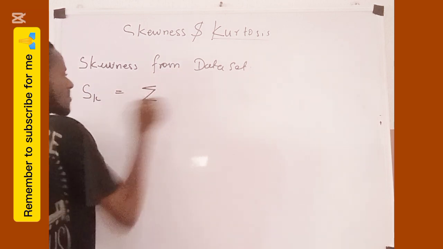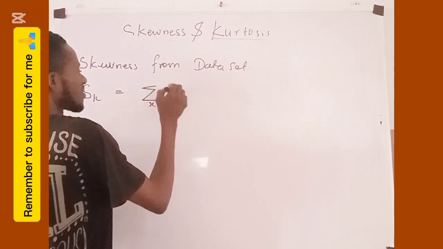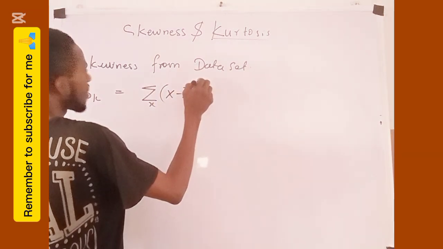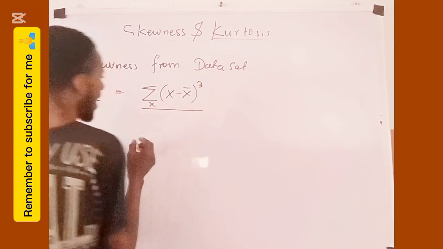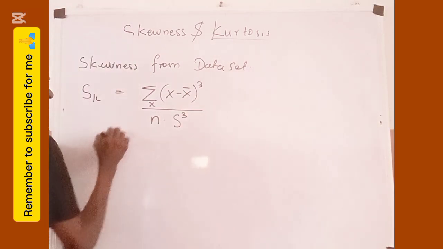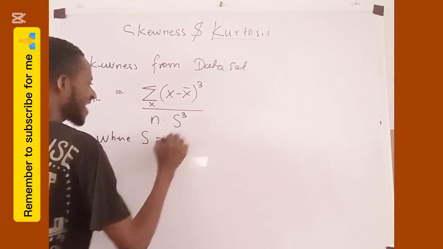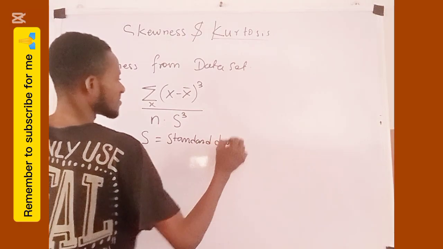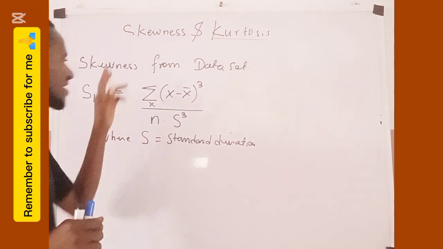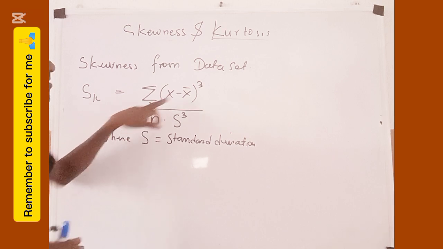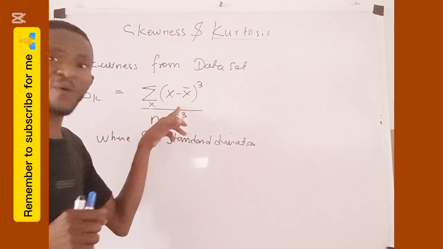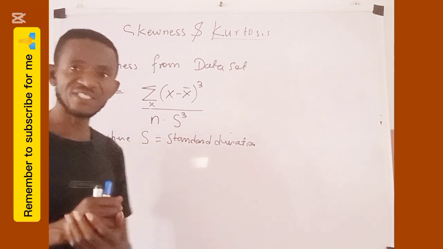We have sum over the range of x of x minus x bar all raised to power 3, all over n multiplied by s raised to power 3, where s equals standard deviation. So when they ask you to calculate from a data set the measure of skewness, it is sum over the range of x, open a bracket, x minus x bar, all raised to power 3, all over n multiplied by s raised to power 3, where this s that stands here is the standard deviation.